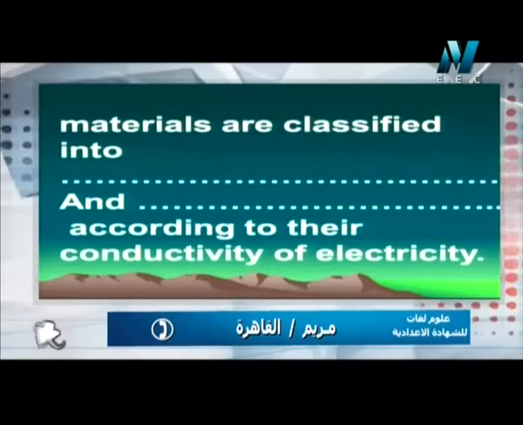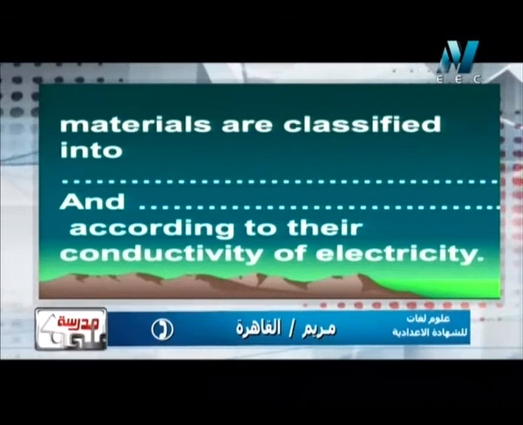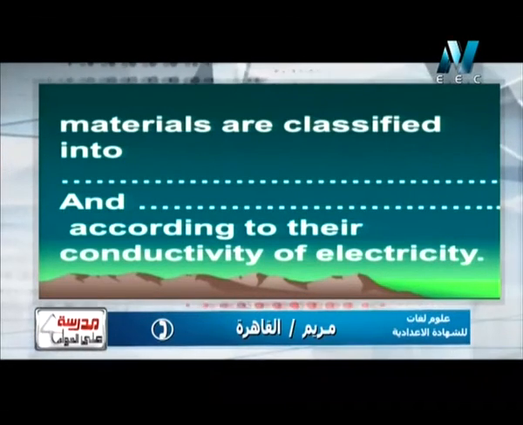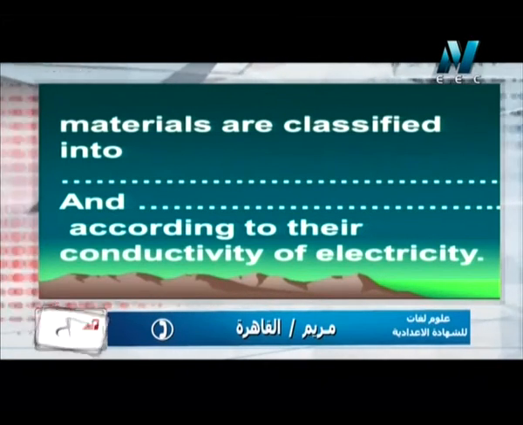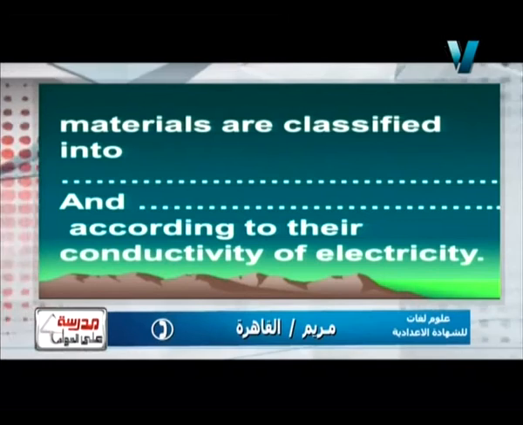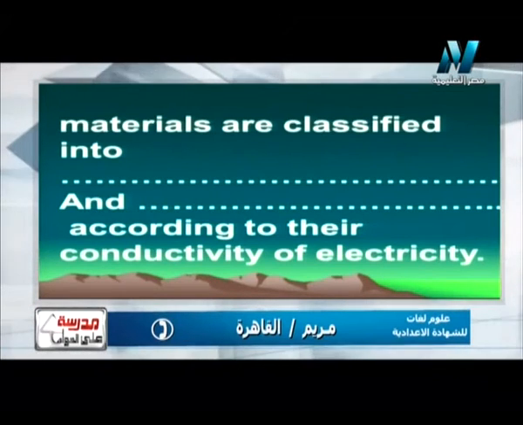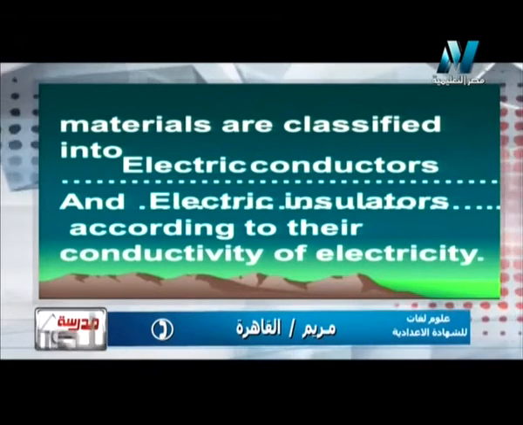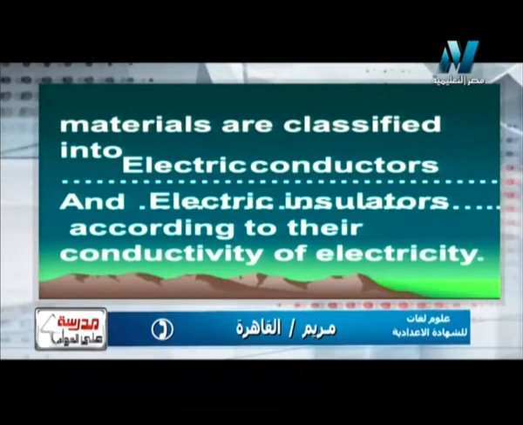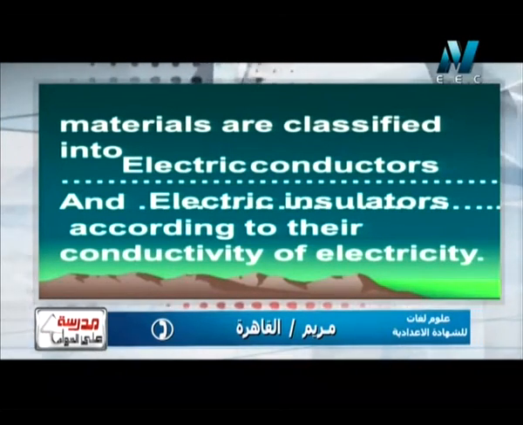Materials are classified into point and point according to their conductivity of electricity. Good electric conductor and bad electric conductor. Okay, Mariam, they are electric conductor and electric insulator. We cannot say bad conductor of electricity, because a material is either a conductor or an insulator.